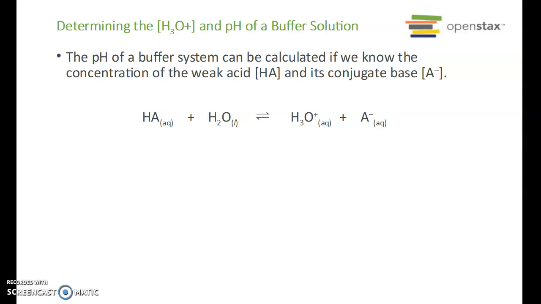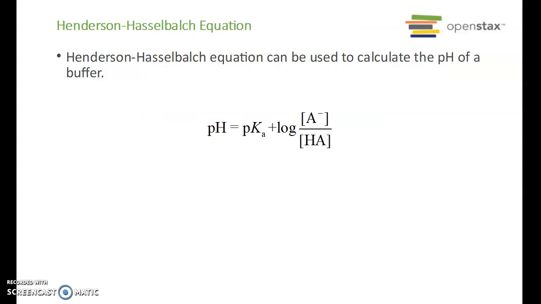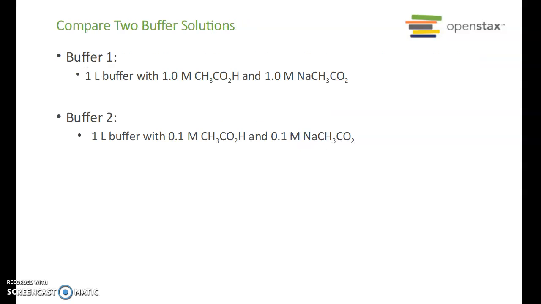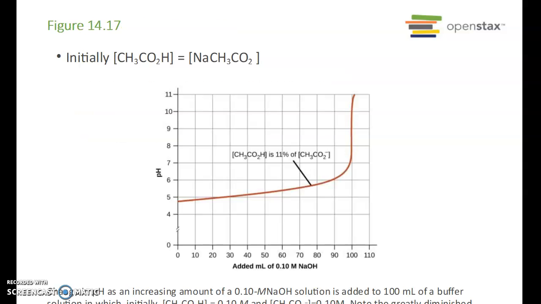And you can determine the pH of a buffer solution by doing the calculation using the same type of formula, the Henderson-Hasselbalch equation. This is what is used to calculate the pH of a buffer. The pH equals the pKa plus the log of the acetate ion, in this particular case, divided by the acetic acid concentration. And if you have two different buffered solutions, a 1.0 molar and a 0.1 molar, you can compare the differences.